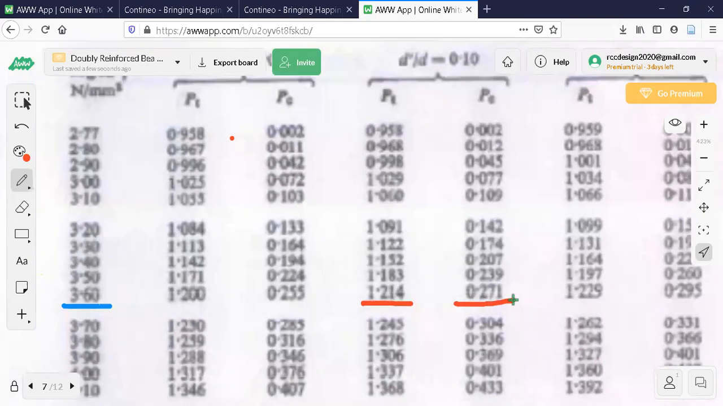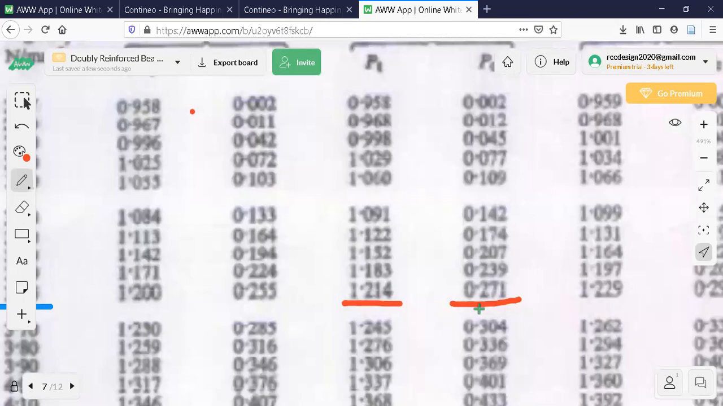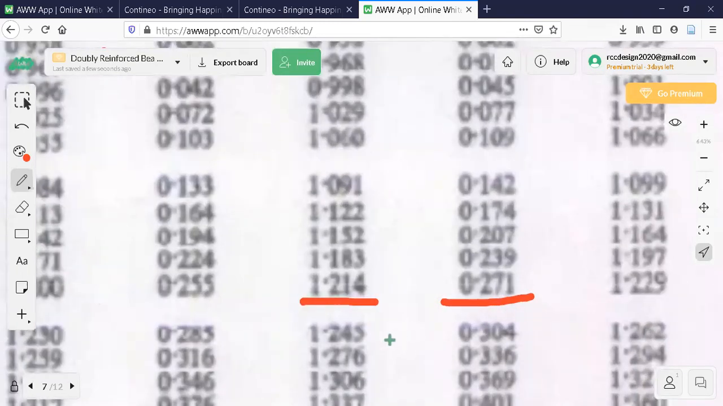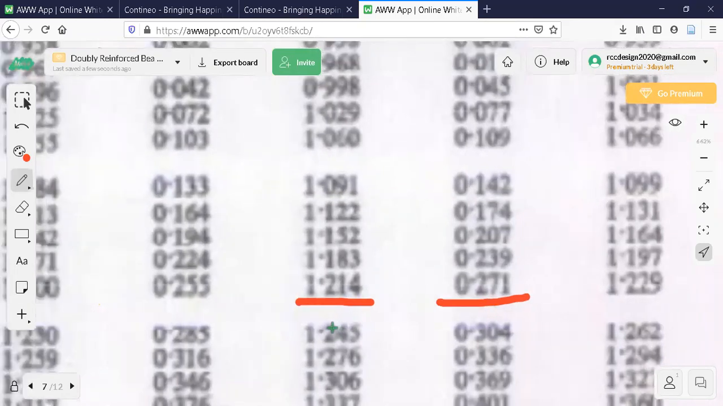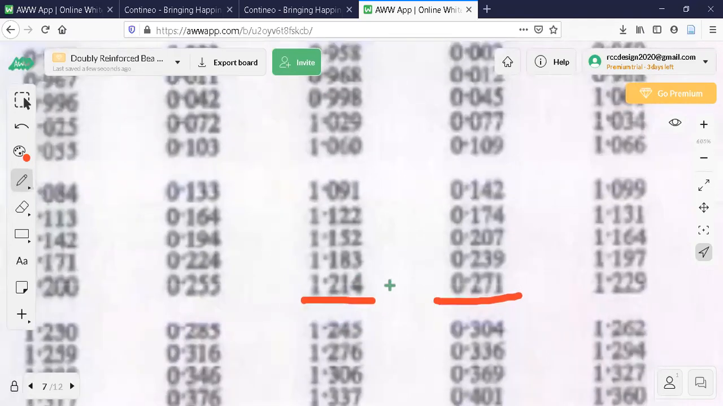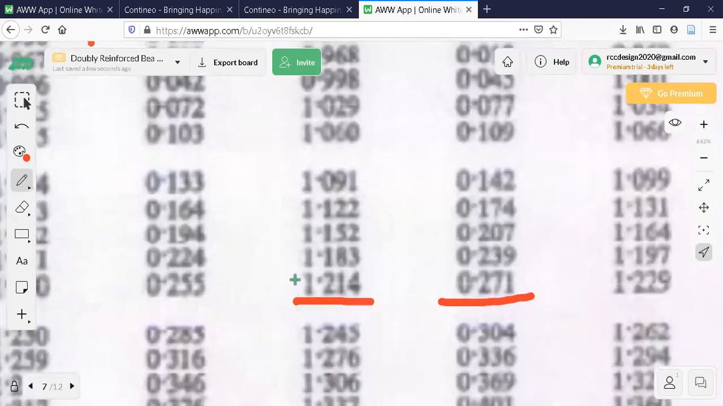Now observe here, after this, how to find Ast and Asc. Using 1.214 and using 0.271, I'm going to find Ast and Asc values. Then you have to think about Ast1. That is very simple actually. First calculate Ast, then think of Ast2 later on. Now this SP16 is giving you Ast value directly, because PT is equal to 1.214.